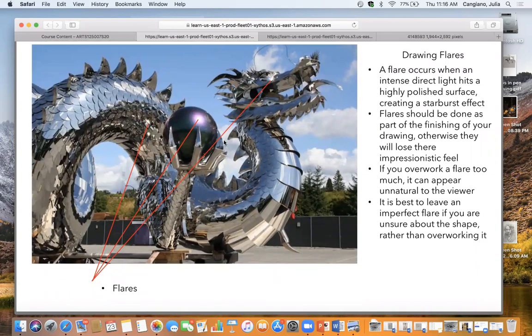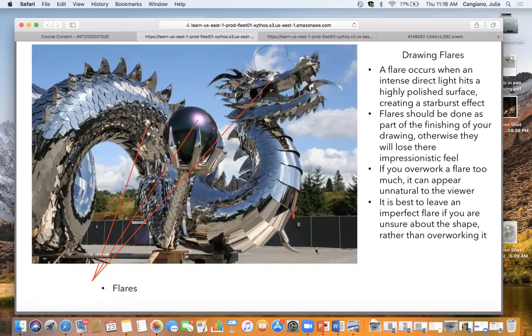This is an important piece about drawing flares. Flares are these little bursts that appear when a direct light source hits a surface, and it creates a starburst effect. I'm sure you have seen these occur at some point. They're not always present in what you're drawing. Sometimes they don't appear for whatever reason, but they often do. And these are some examples of them.